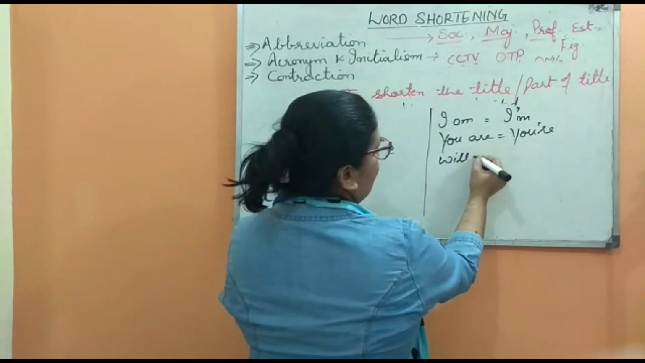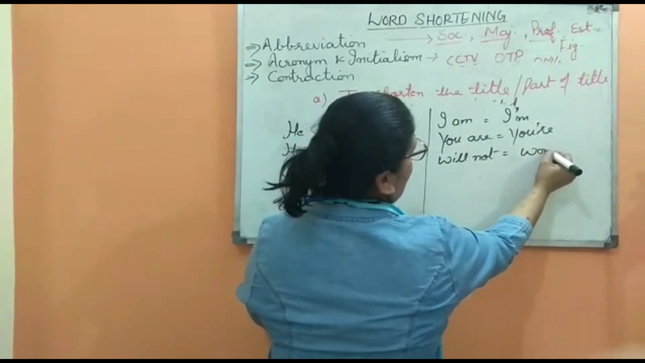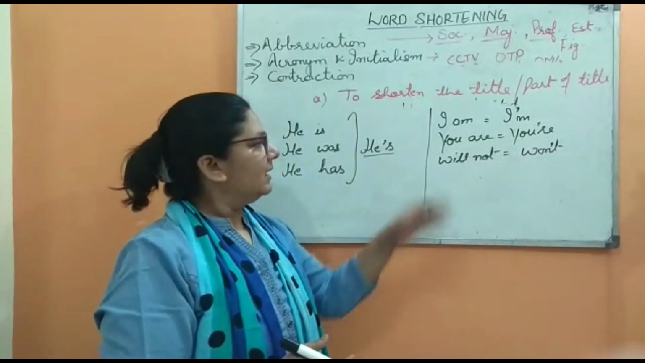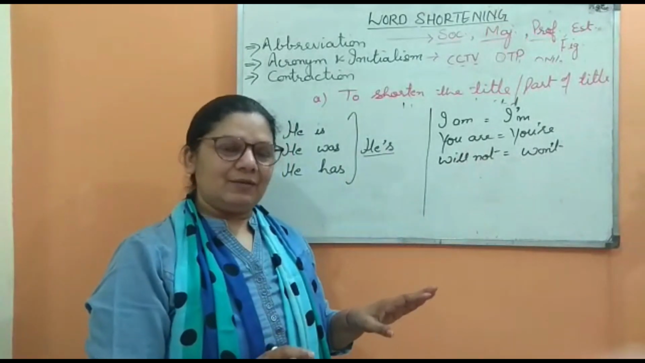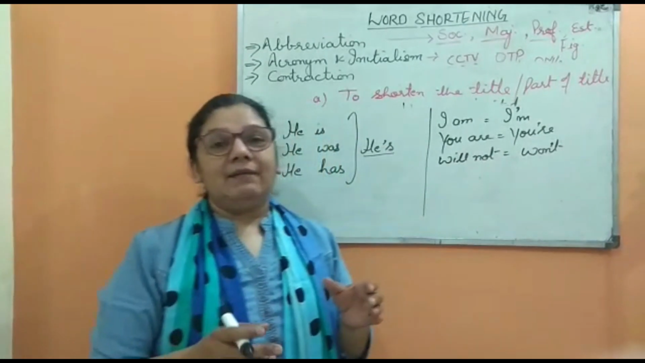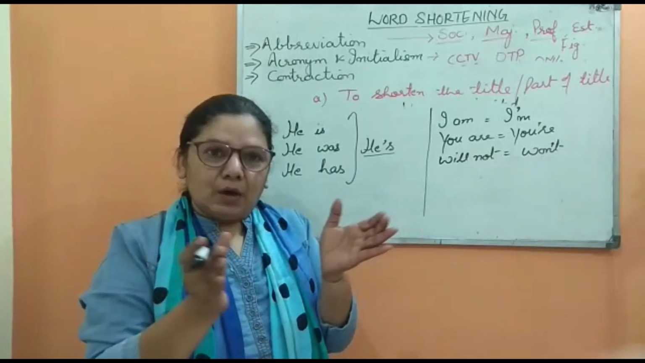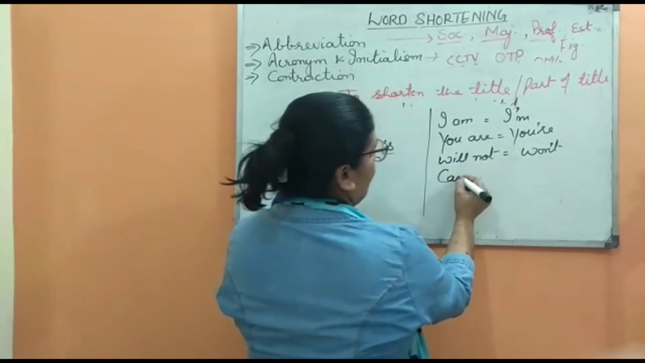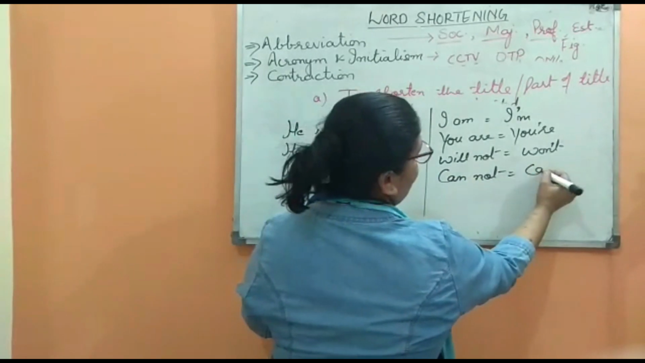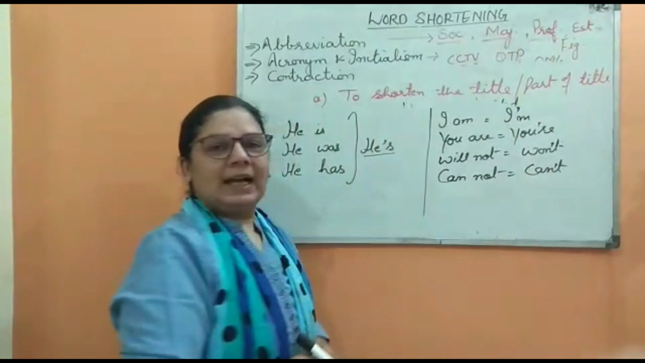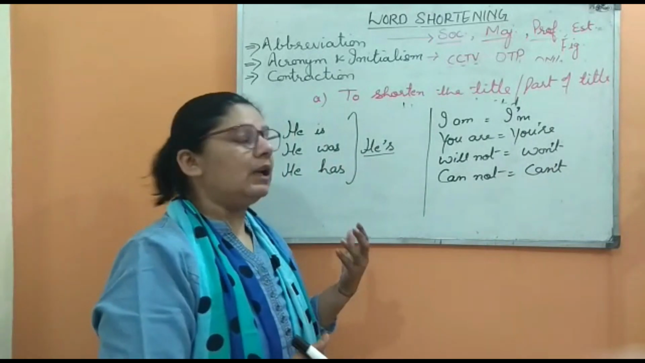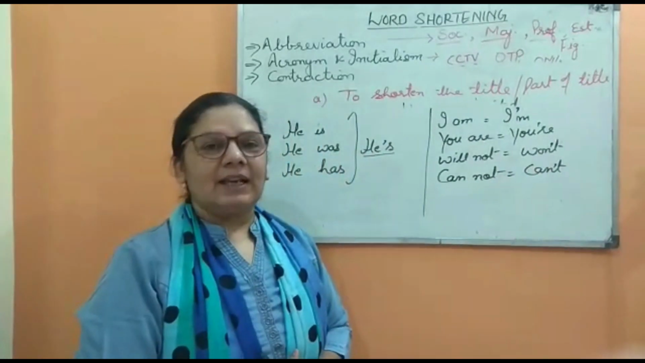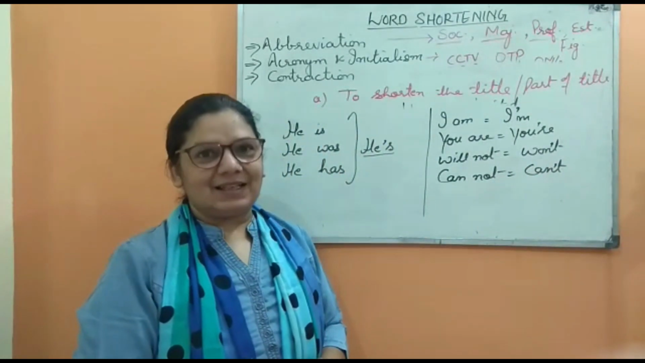Then if it is will not, it would come to be won't. I won't take this. I will not take this. Okay, it's the right one. But I won't take this. We have omitted some of the letters by contracting it. This is the beauty of spoken English. If I say cannot, it will come to be can't. I can't lift this box, or I cannot lift this box. Same, but it looks beautiful. I can't lift this box. Like we are saving time, we are saving letters also.